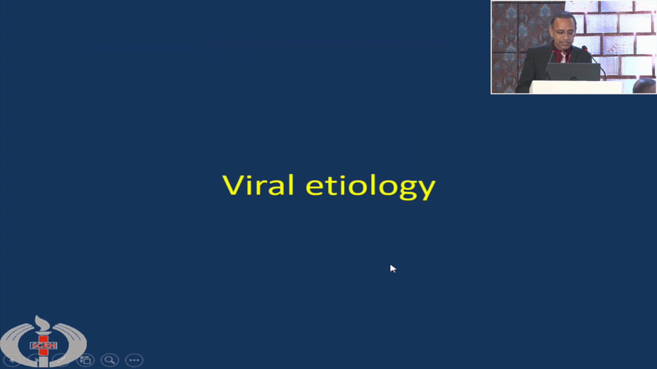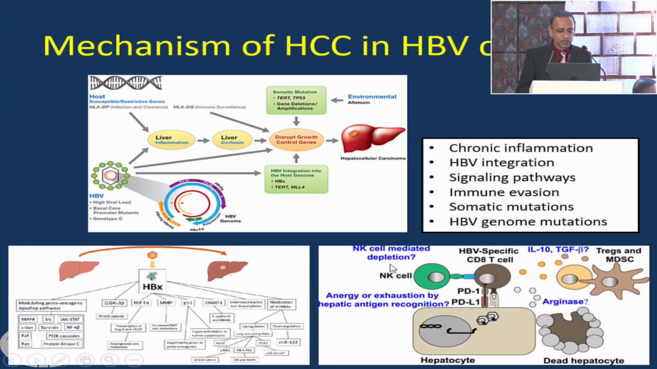So let us look at the viral etiology first. The mechanisms of HCC in HBV cirrhosis are many. There is liver inflammation, then the liver becomes cirrhotic, and then there is disrupted growth, and then there is a role of somatic mutations like TERT, which are enhanced by the viral genome. And then there's HBV integration into the host genome. And then there are contributing mechanisms, like chronic inflammation, HBV integration, signaling pathways, and immune evasion.